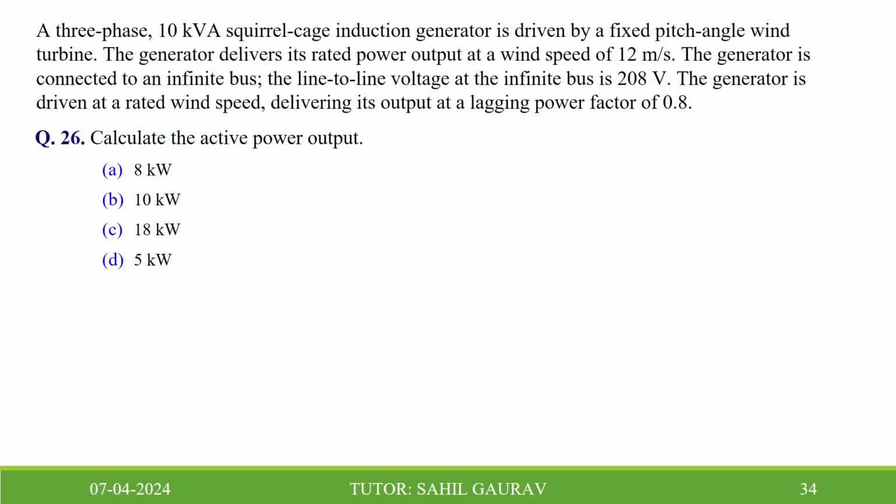So here again we have a common data problem. A 3-phase 10 kVA squirrel cage induction generator is driven by a fixed pitch angle wind turbine. The generator delivers its rated power output at a wind speed of 10 meter per second. The generator is connected to an infinite bus. The line to line voltage at the infinite bus is 208 volt. The generator is driven at a rated wind speed, delivering its power output at a lagging power factor of 0.8. Calculate the active power output. So it is quite easy.